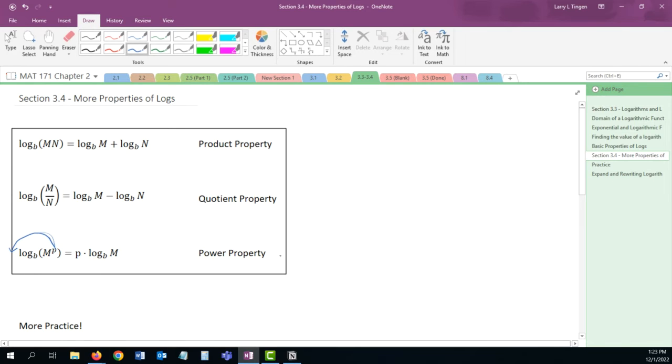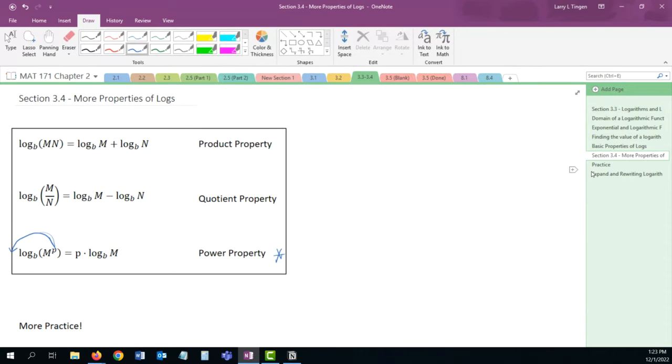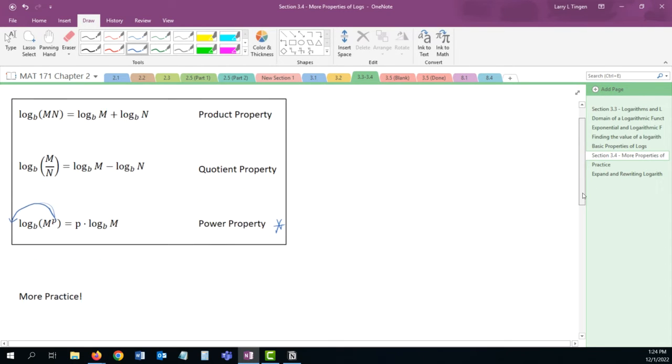All right, this one is a key property. This is going to be the one we're using because exponential equations, which we're going to be there soon, are equations where x is in the exponent. This power rule, power property, is going to be the way that we solve those equations, because this is the only thing that allows us to get that variable down.